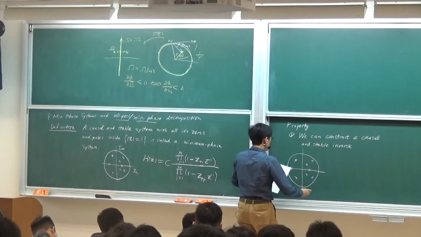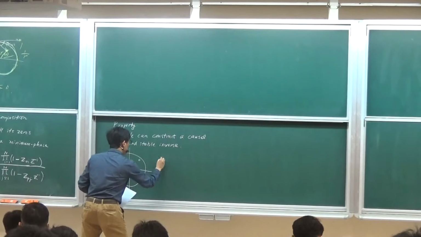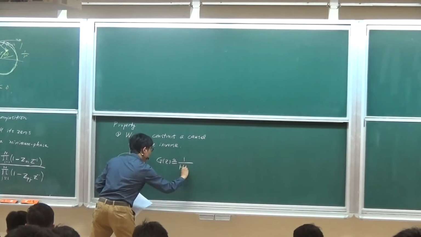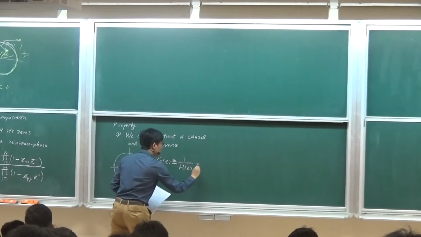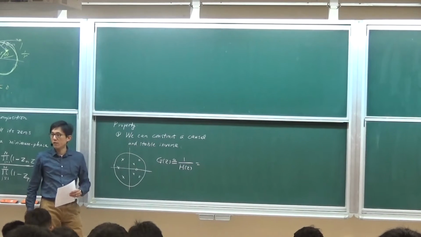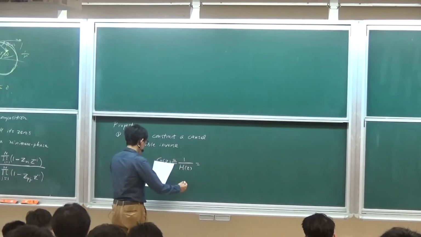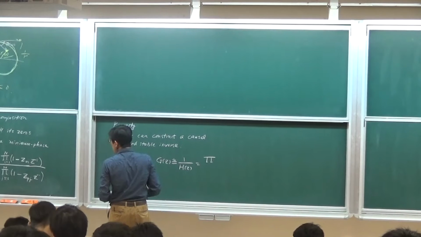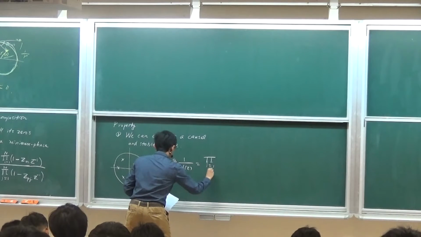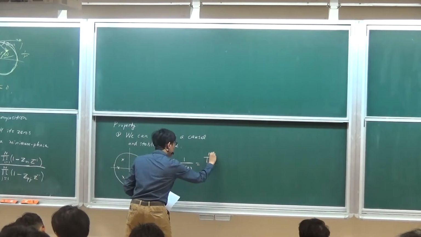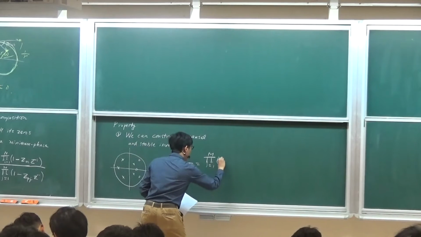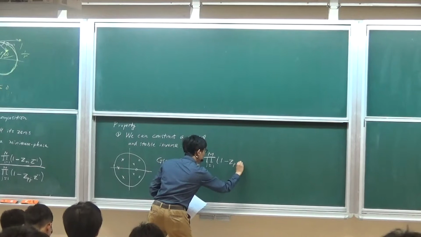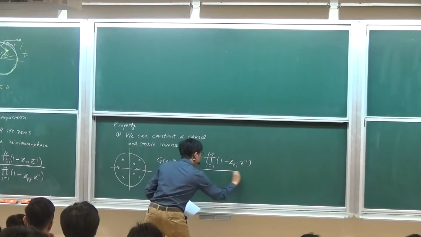So this stable inverse G(z) is simply defined as 1 over H(z). Basically, we change A(z) to B(z) and B(z) to A(z). To explicitly write down the notation, here we have A(z) on top and B(z) at the bottom.